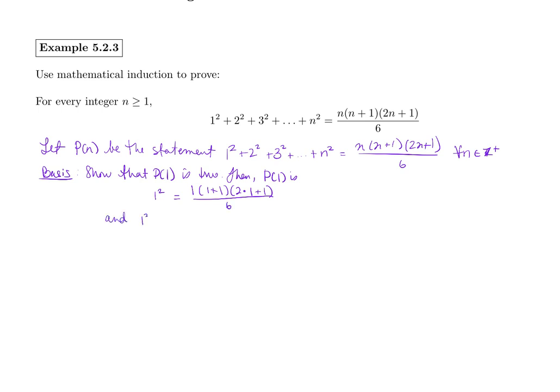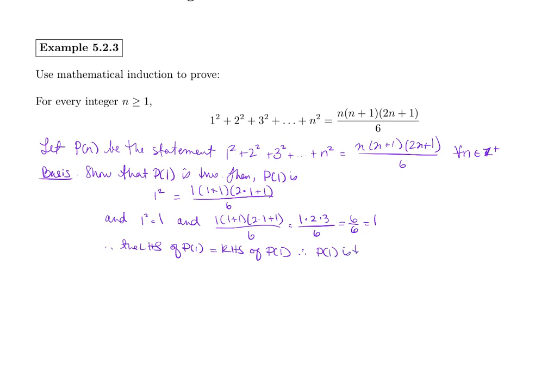And we know that 1 squared equals 1. And 1 times (1 plus 1) times (2 times 1 plus 1) all over 6 equals 1 times 2 times 3 over 6, which is 6 over 6, which is 1. So therefore we have the left-hand side of P(1) equals the right-hand side of P(1), and therefore P(1) is true. So our basis case is shown.